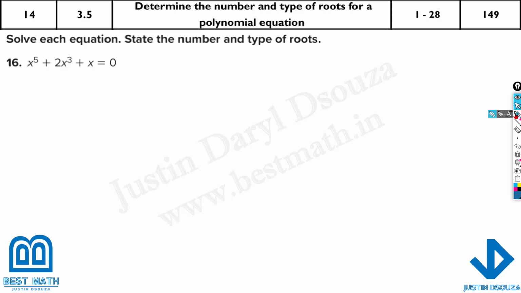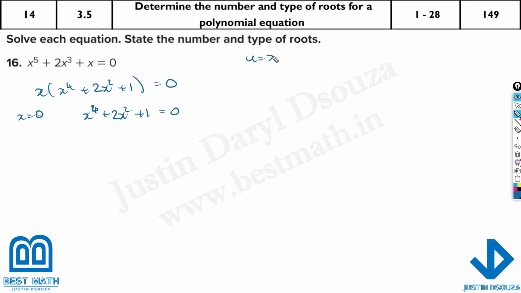And here as well, it's a similar case. It's not the same problem, but it's a similar problem. Here x, we remove it outside, so you'll get x power 4 plus 2x squared plus 1 is equal to 0. So now one root is done. x is 0, done. But what about x power 4 plus 2x squared plus 1 is equal to 0?